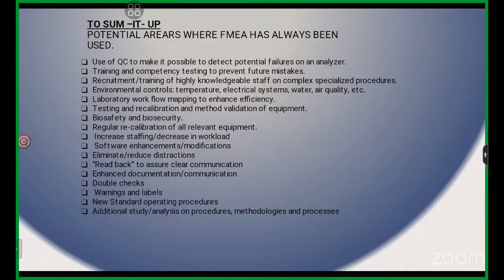Read back. Remember when reporting critical results verbally, we need to have enhanced documentation and communication. We need to make sure that our communication is clear, and this always has been used in the lab. Double checks are also very important when reporting. Warnings and labels, especially on relevant processes, methodologies, or procedures. We need to have warnings on labels, and I've stated it in previous slides.